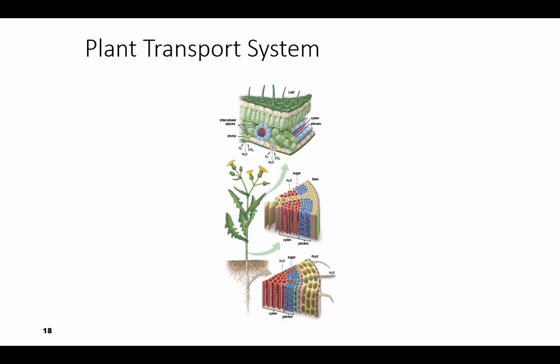So you've got this transportation system. The xylem is shown in red and the phloem is in blue. So xylem is carrying water and minerals up, and the phloem is carrying the sugars and nutrients down.